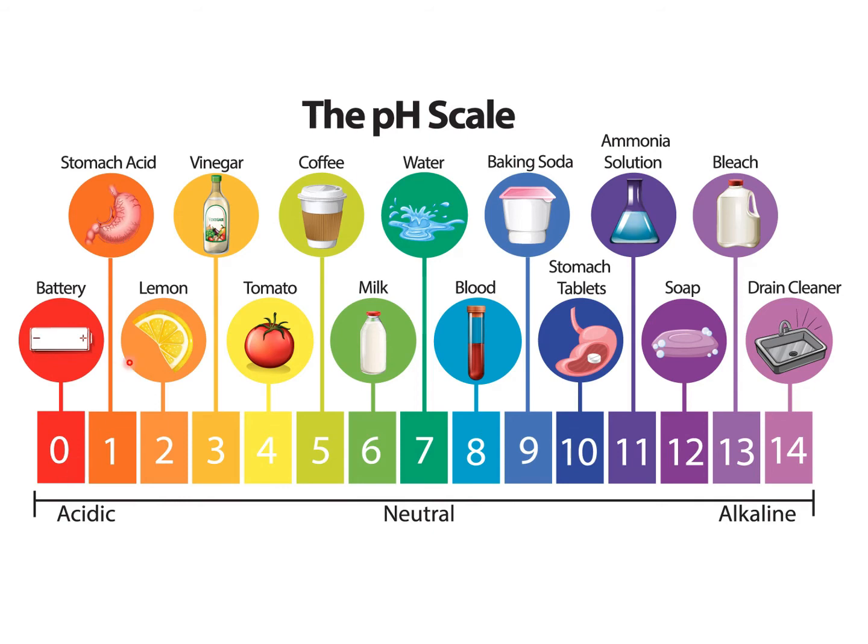This image shows the pH scale from 0 to 14 with different substances and materials with their respective pH. For example, vinegar has a pH of 3, therefore it is acidic. Water has a pH of 7, therefore it is neutral. Soap has a pH of 12, therefore it is basic.